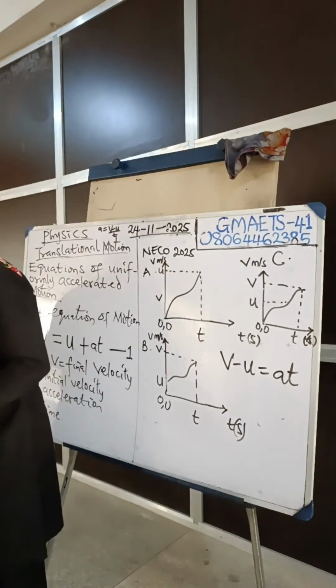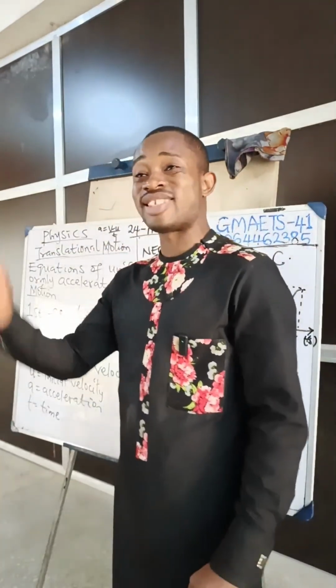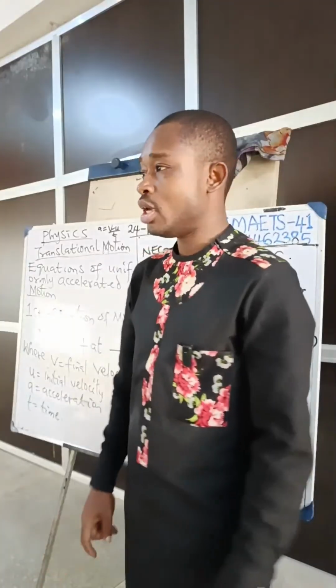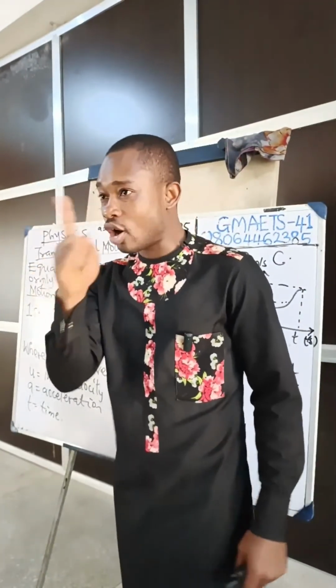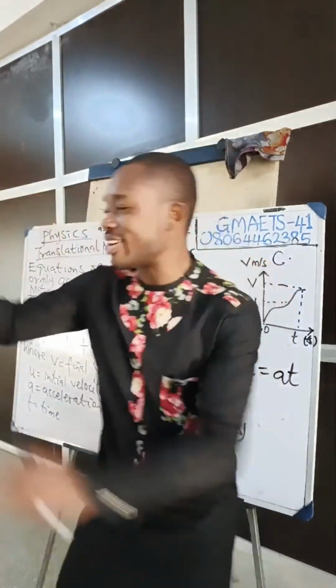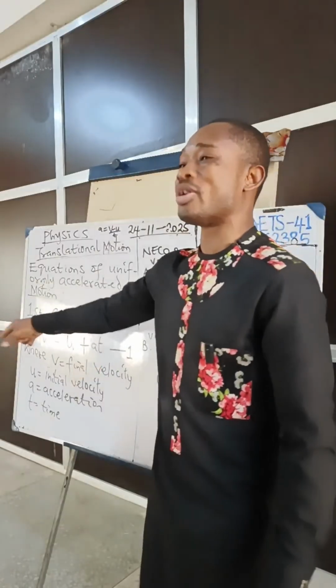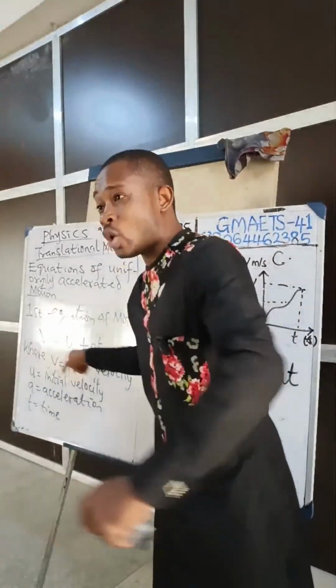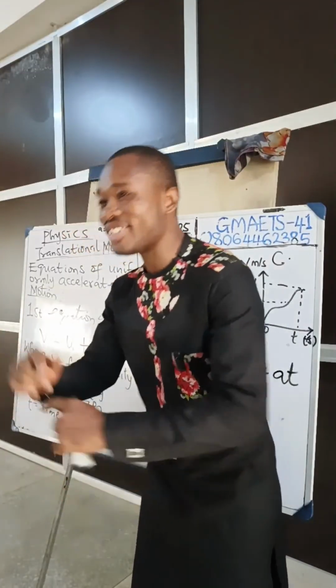Am I communicating? You can only use this to find either final velocity or initial velocity or acceleration or what? Time. You can't use it to find any other physical quantity directly. If you want to find distance, you now say V equals U plus AT. Oh yeah, tell me the quantity that is distance here. I hope it's clear, right?